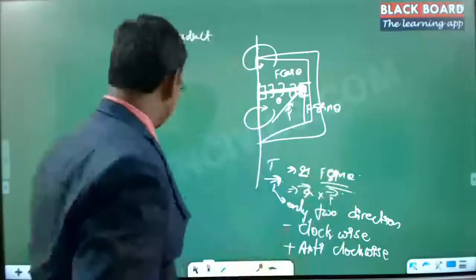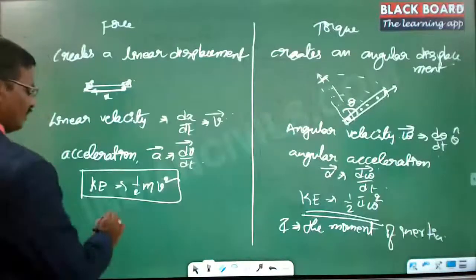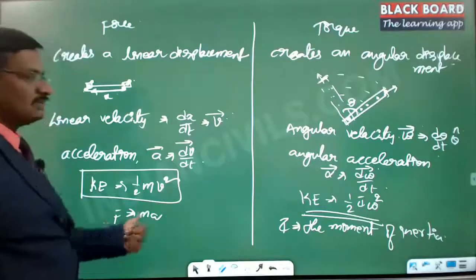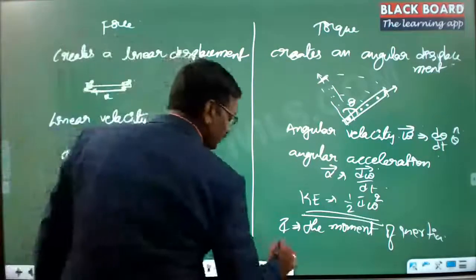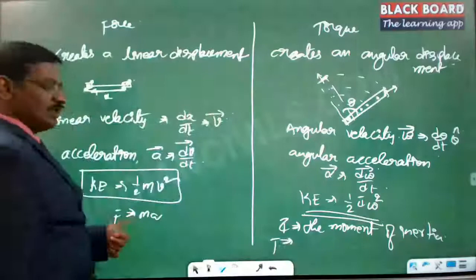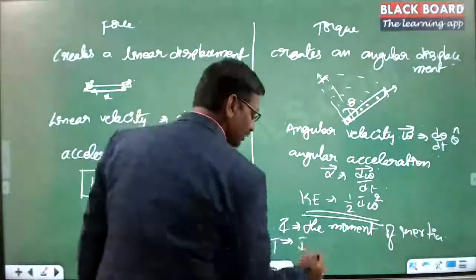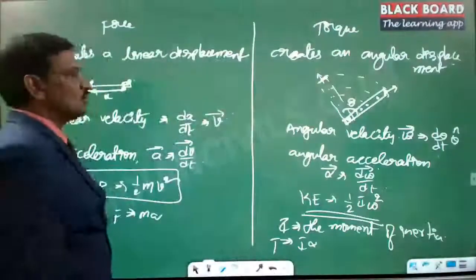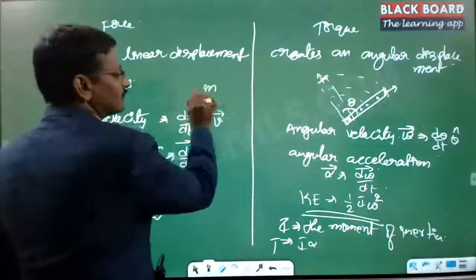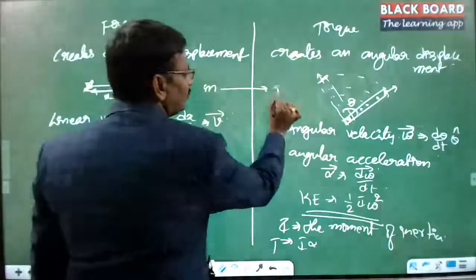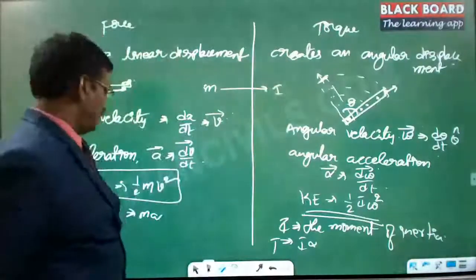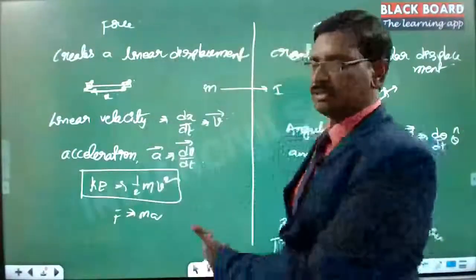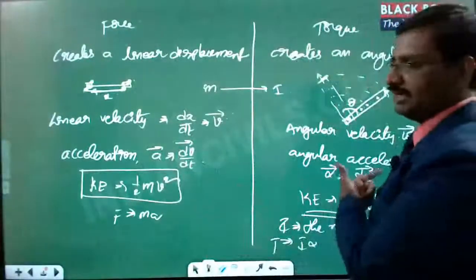And we have other formulas also. Like we know that F is equal to ma, there is a formula. Then in a similar way, F is the force, the equivalent is torque. So T is equal to moment of inertia times alpha, where the mass corresponds to the moment of inertia, and the acceleration a corresponds to the angular acceleration alpha. So wherever mass is there in linear analysis, the corresponding component is the moment of inertia. Half mv square and half I omega square: I is replaced with m there, or m is replaced with I there.